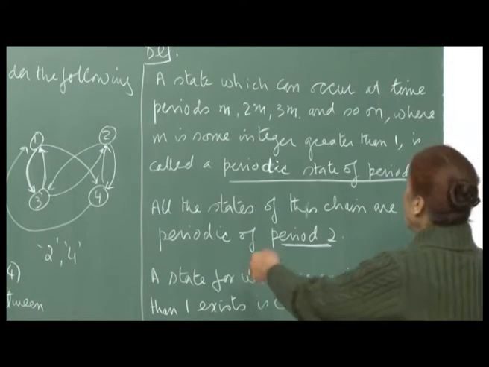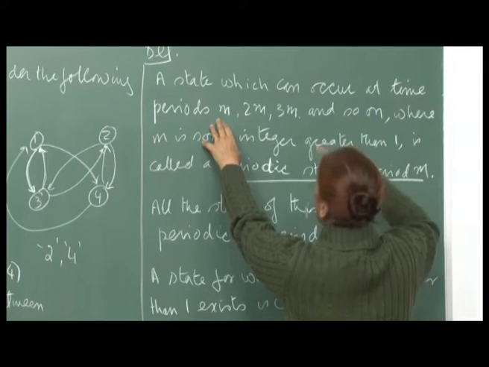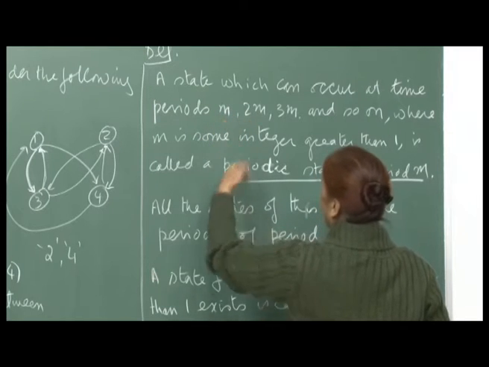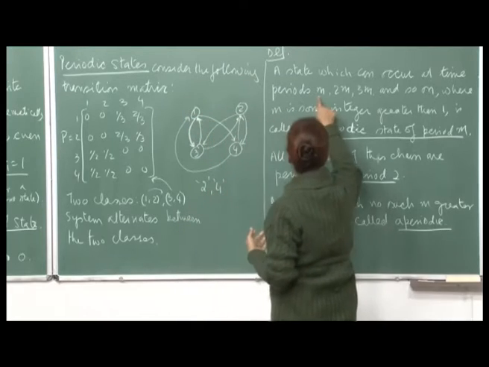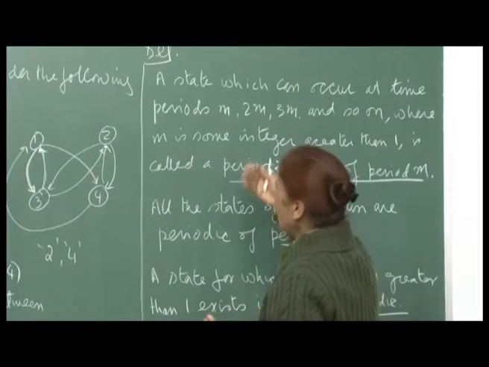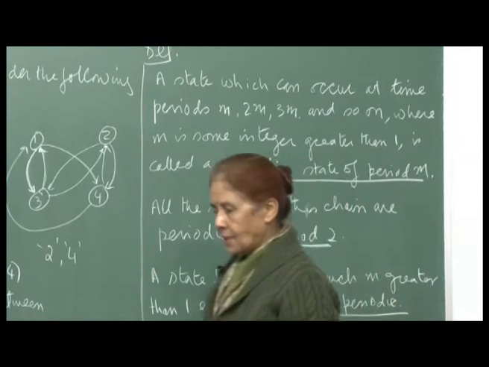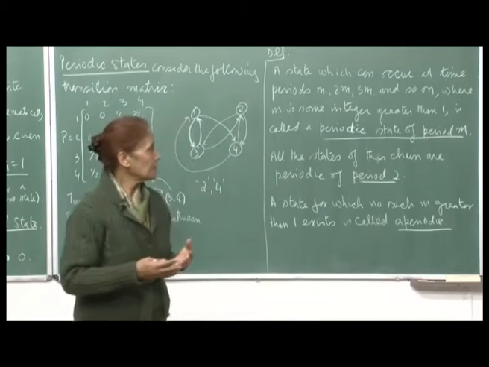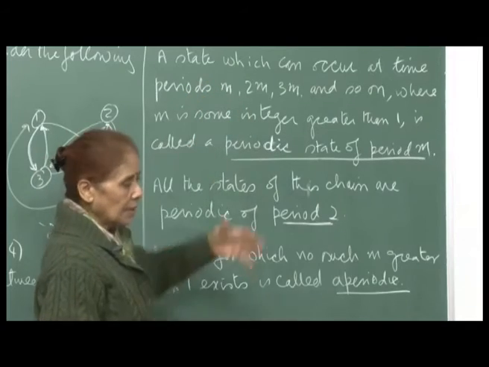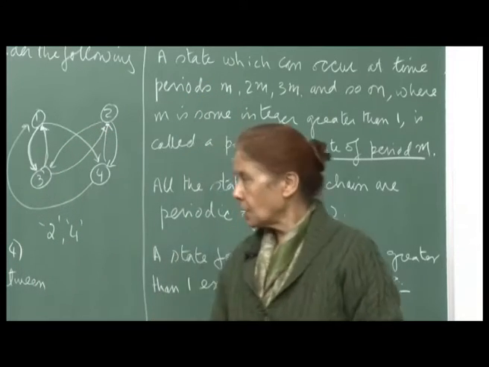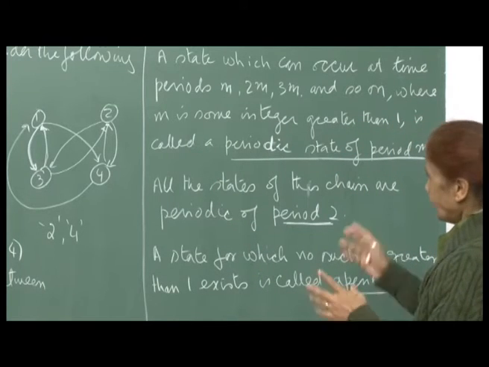Here, of course, the understanding is that the phrase should have been: a state which can occur at time periods m, 2m. That means, if you are starting from that particular state and then it occurs again at periods m, 2m, 3m, then the period is m. So, that part is understood here, right. That means, you are starting from a particular state and if you can visit it at regular intervals of periods m, where m is some integer greater than 1, then that state will be periodic. So, in this case, all the states are periodic.